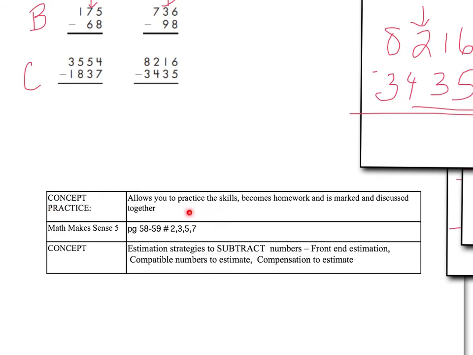Remember, this allows you to practice the skills. It will become homework. We will mark it and discuss it. Page 58 to 59, numbers 2, 3, 5, and 7. Use your estimating strategies to subtract: front-end estimation, compatible numbers, compensation. We didn't add in there benchmarks, but that's one that we've used as well.